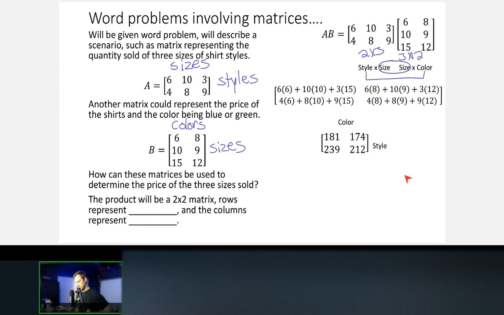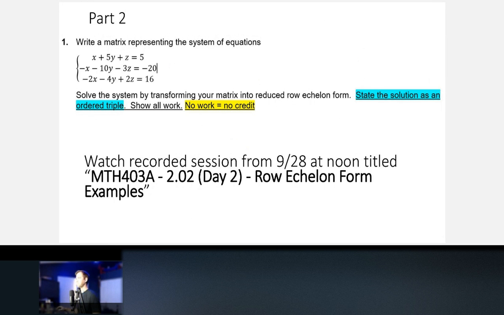This is not part 2. This is on your test, part 1. All right, let's go to part 2 of your test. Okay. Part 2, number 1, here's the question that you'll have on your test.